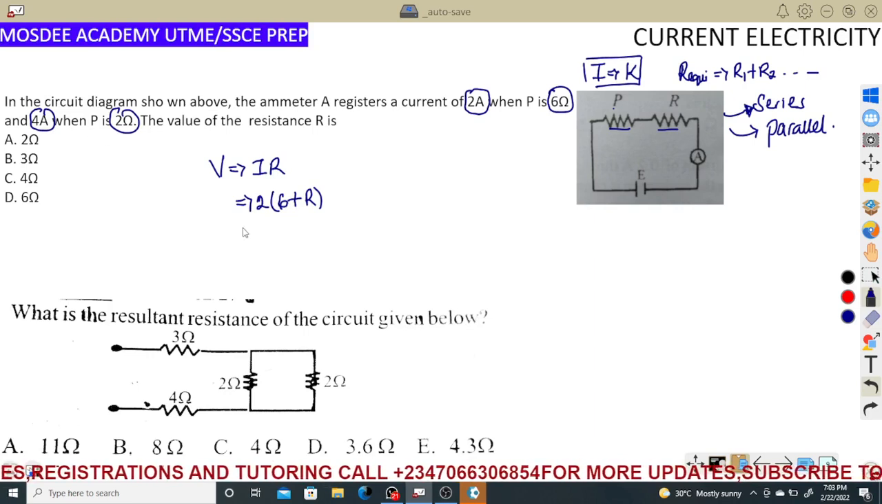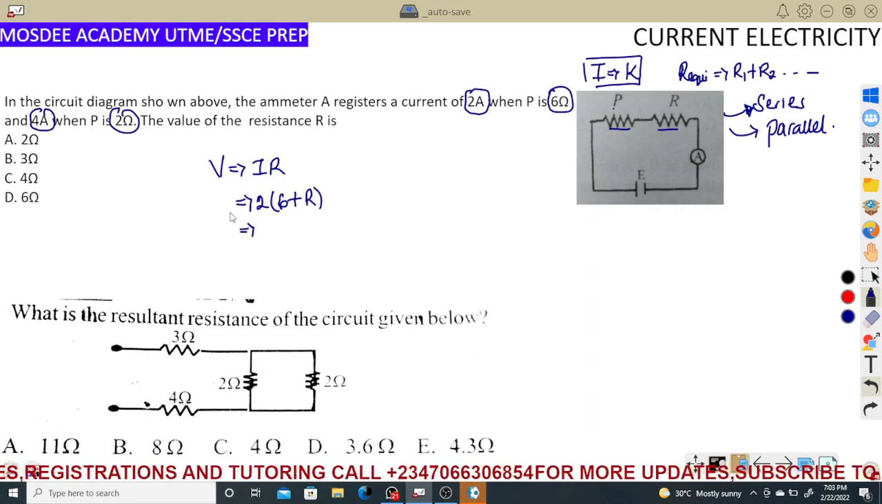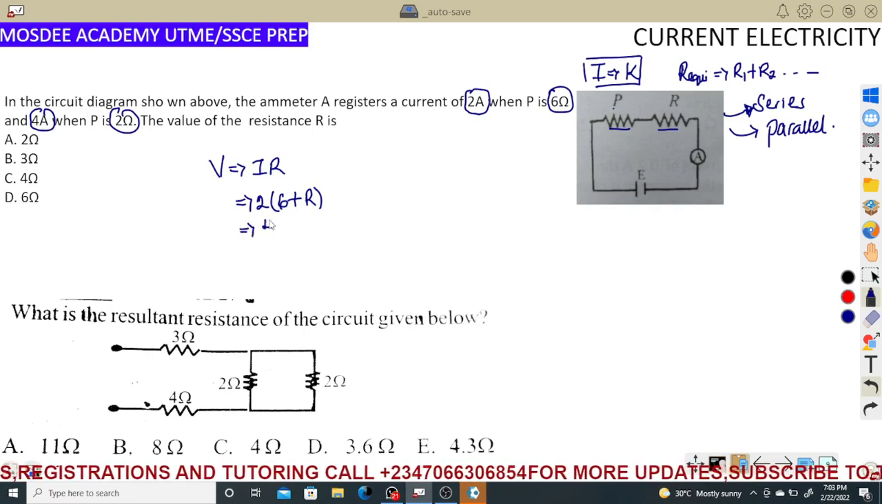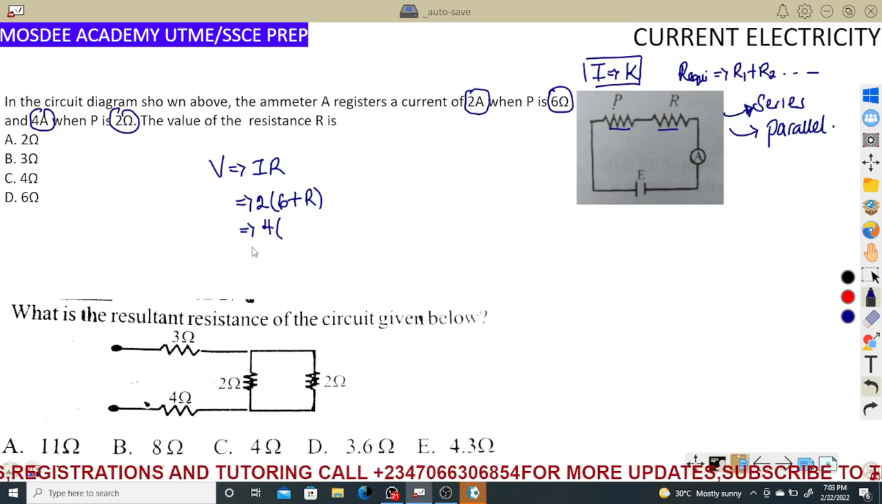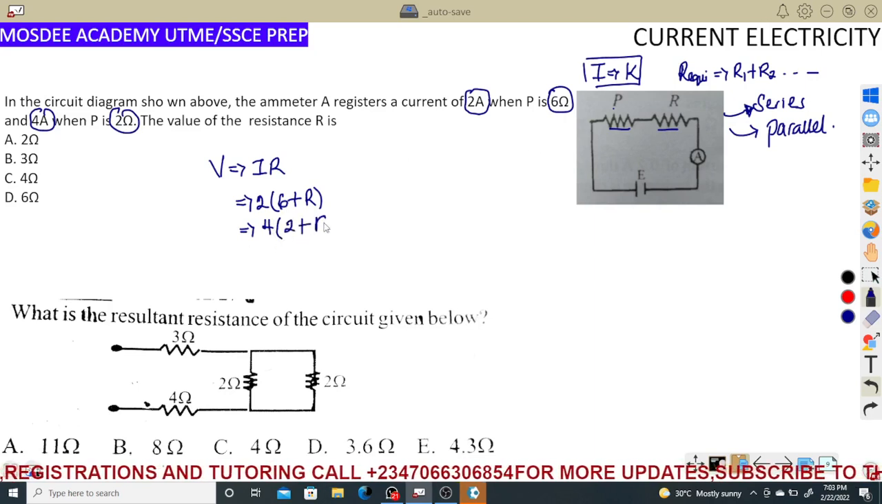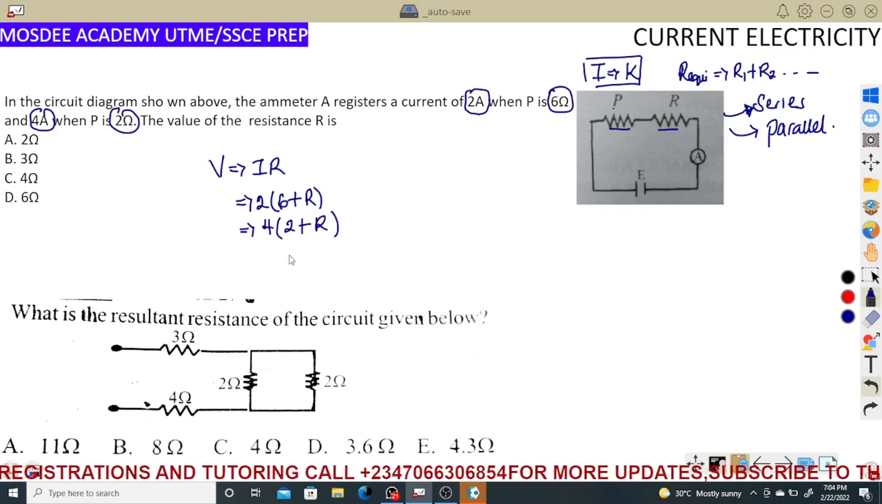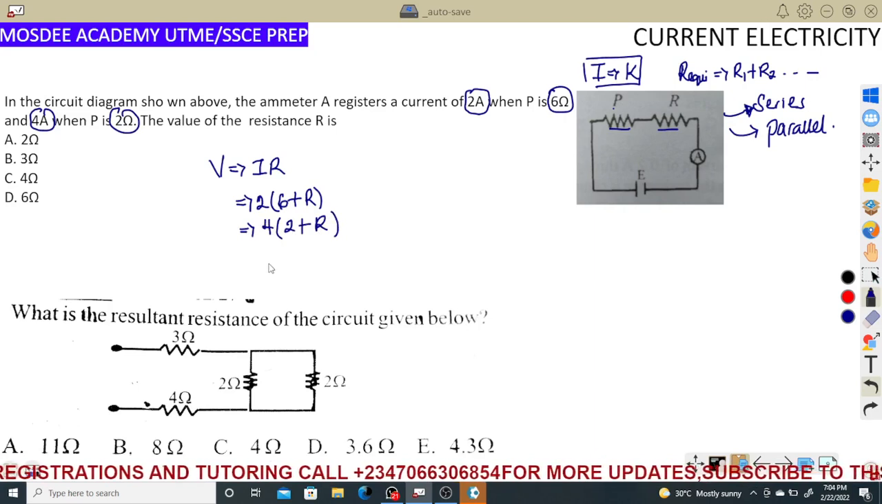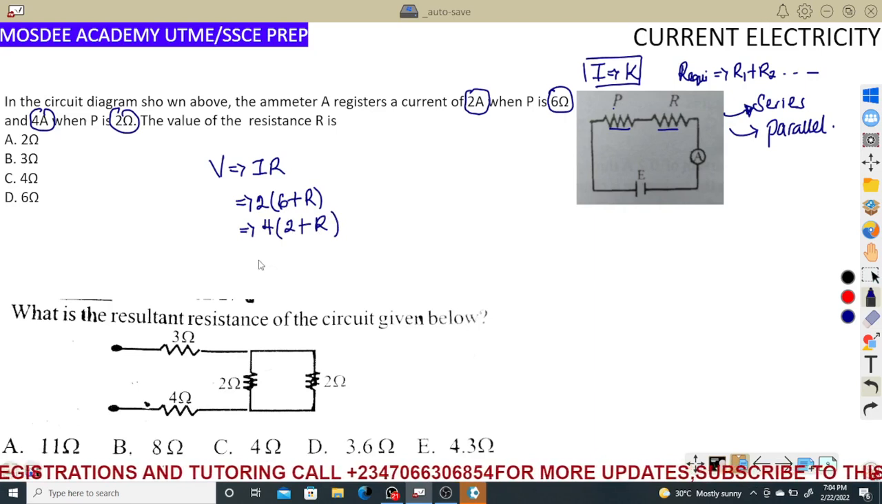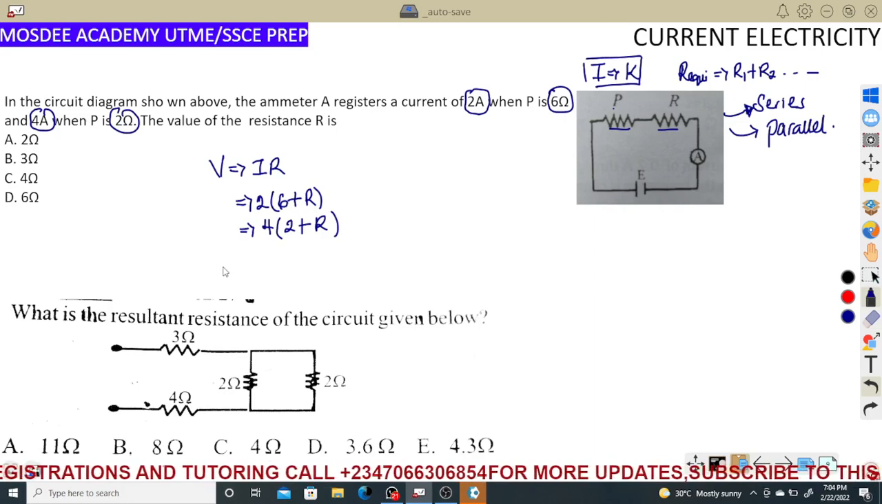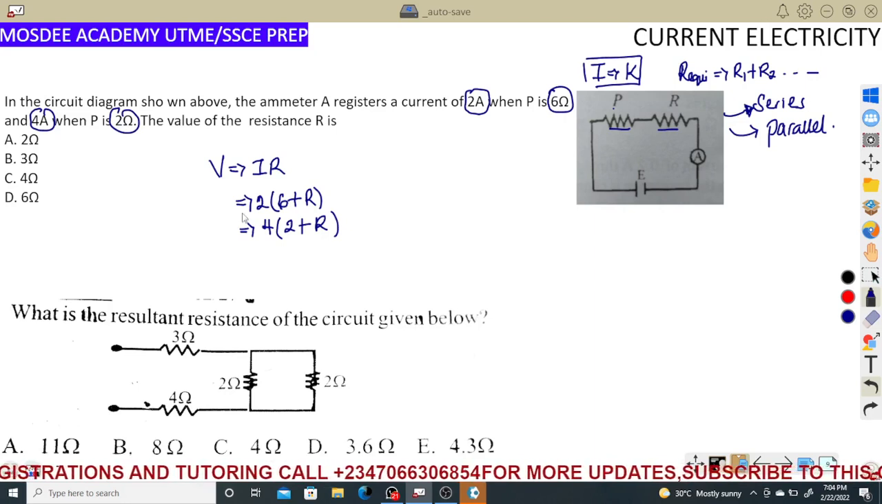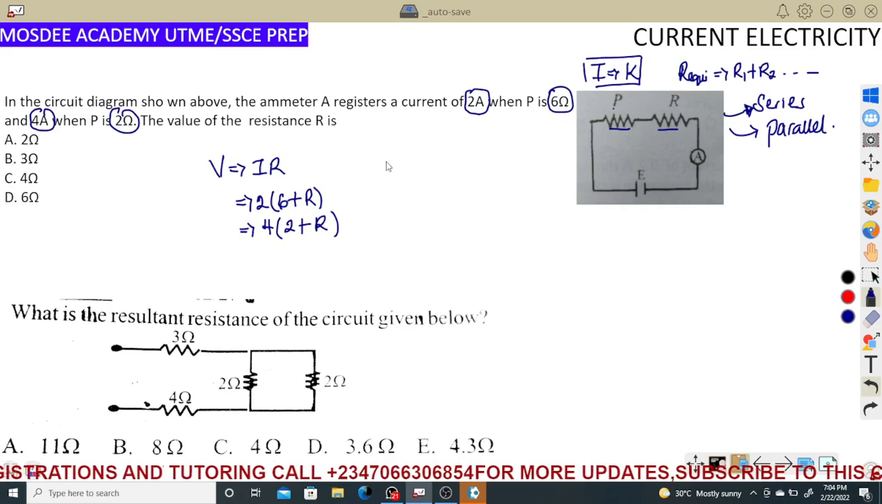What is now I for the second equation? You can see what I'm doing, my dear students. It is 4. I hope I'm not making a mistake. Then this was 2 plus R. You can see, guys, what I have done there is so simple because it is a direct question. Because the cell is the same, we can set these two equations equal.